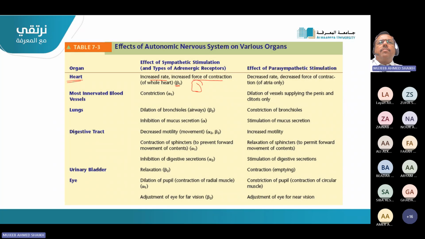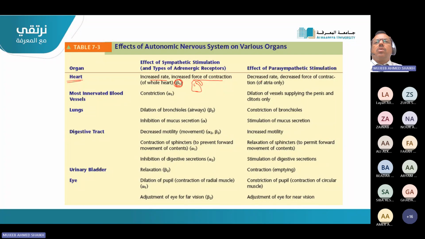How many hearts do we have? Everyone has got how many hearts? One. So you remember, the receptors are beta 1, not beta 2. Okay. So when there is sympathetic stimulation on the heart, it will lead to increased force of contraction and rate of contraction.